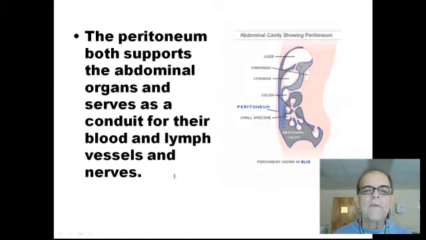The peritoneum has two functions: support the abdominal organs, and also the vessels and the nerves going to the tissue of the organ go through a part of the peritoneum that is called mesenterium. Mesenterium anchors the organs, and mesenterium also is the area where vessels and nerves going to the tissue of the organs pass.